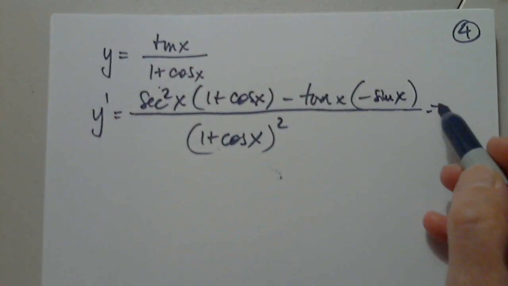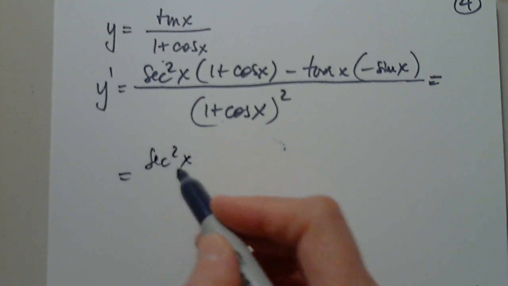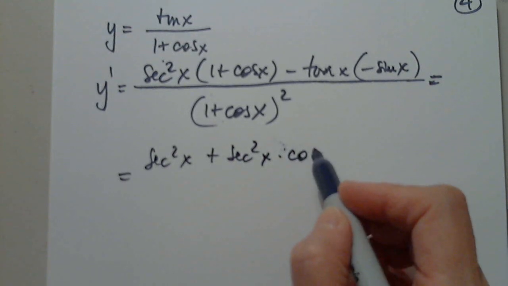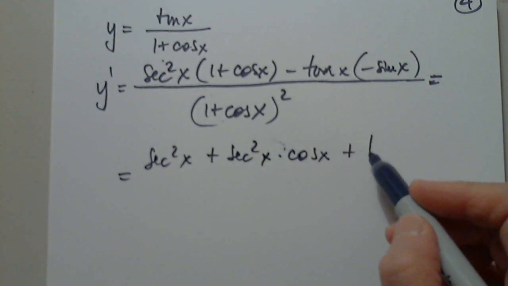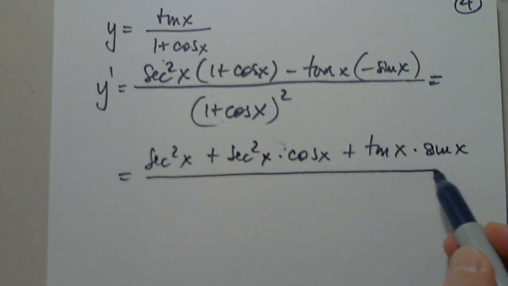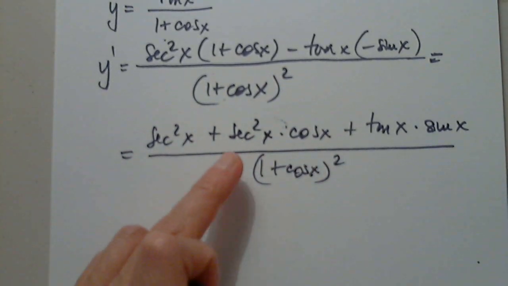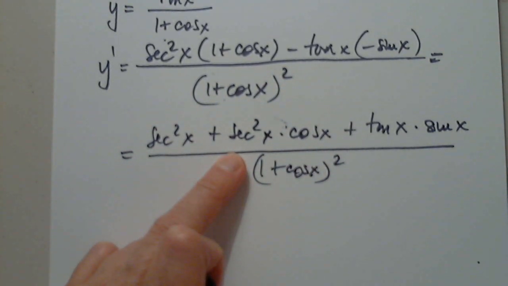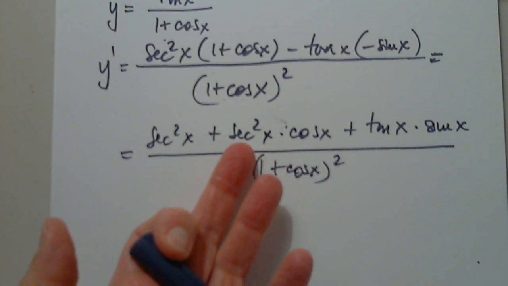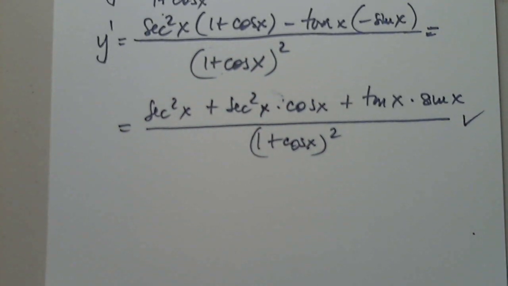So all I can do is now remove parentheses. So I have secant squared times 1 plus secant squared times cosine x plus tangent x times sine x over 1 plus cosine x squared. Even if I change this into 1 over cosine or secant, actually this is basically secant, I cannot further simplify, so this can stay. Okay.